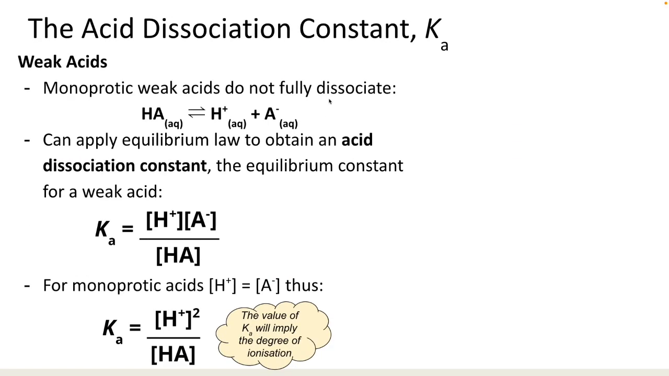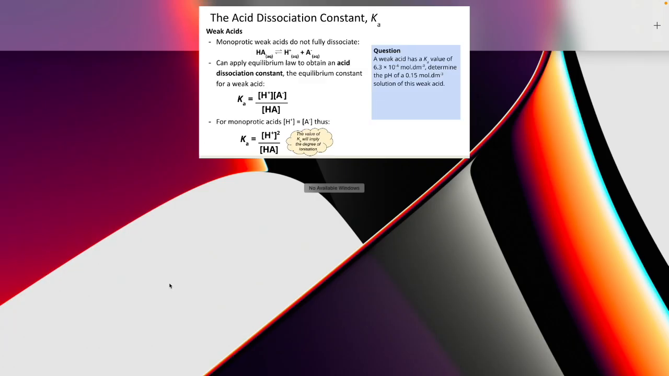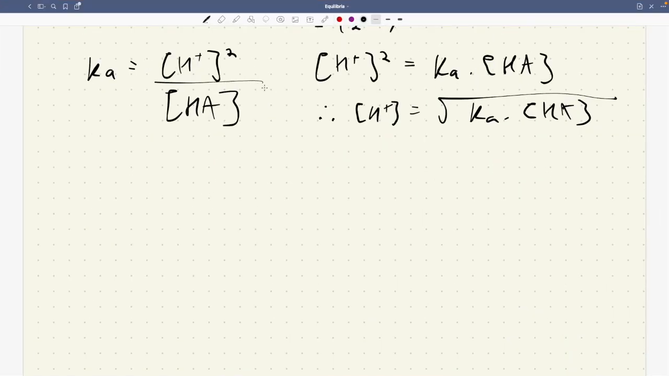Which is the next question that we're being asked. We're given a Ka value for our weak acid, and we want to know what the pH is of a 0.15 mole per decimeter cubed solution of this weak acid. So our pH equation, rearranging that one, give it a red hot try if you so choose. Let's go and calculate some values here.